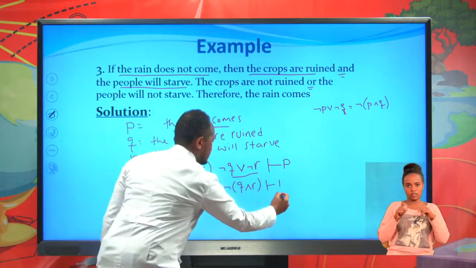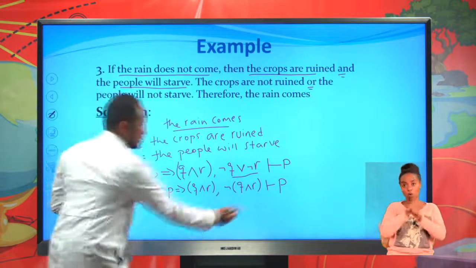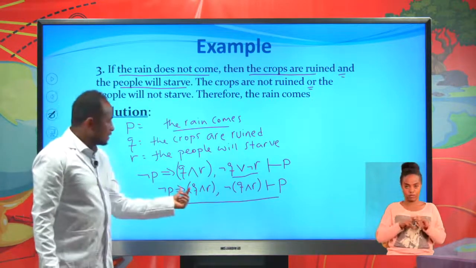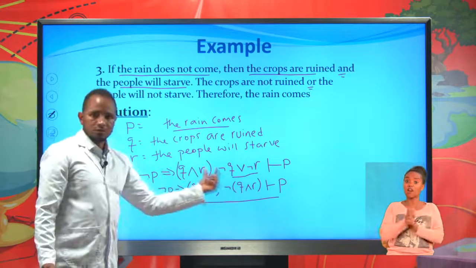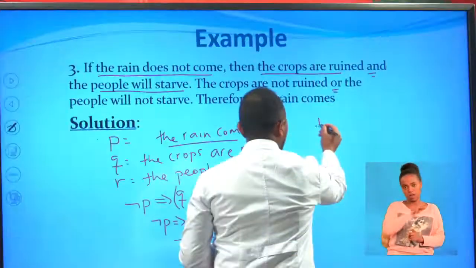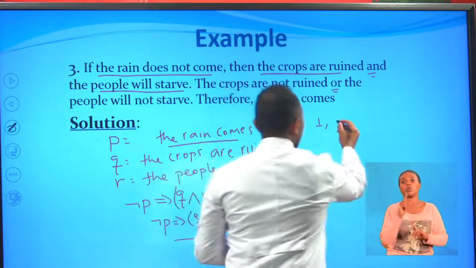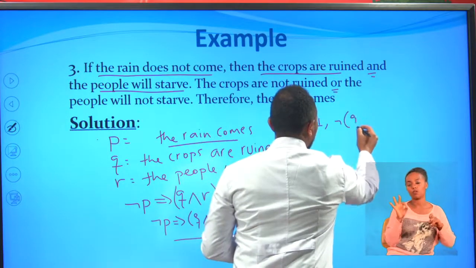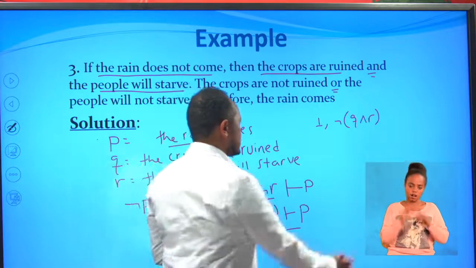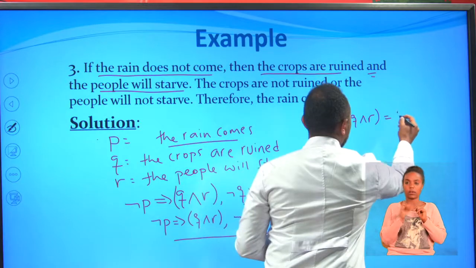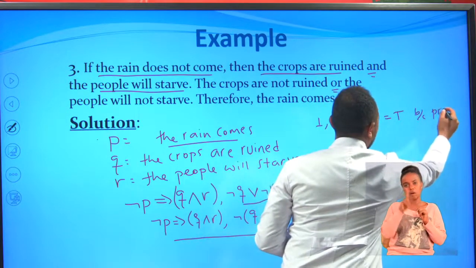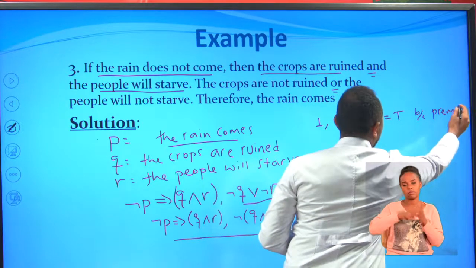Therefore, the conclusion is P. Okay, so we have this argument form. To check this validity, we assume the premise to be true. So let's take from this one, the negation of Q and R. The negation of Q and R is true because it is a premise.